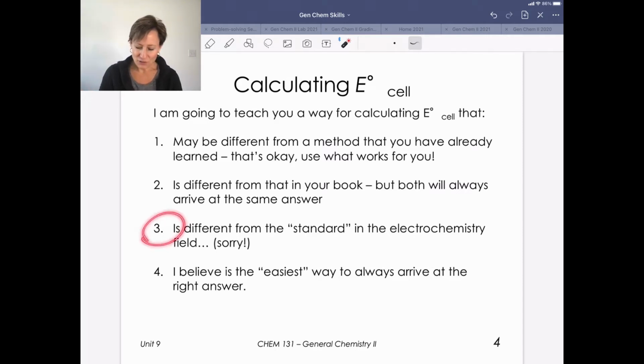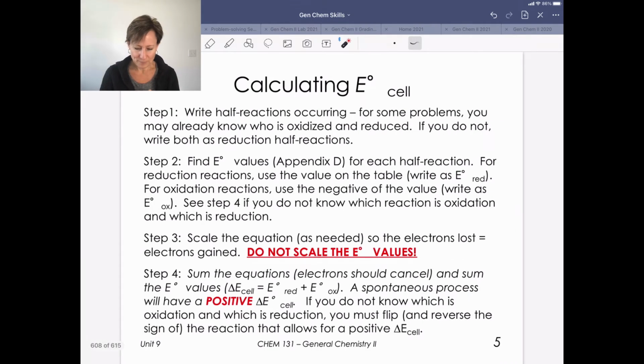It's different from what the standard is in the electrochemistry field, so sorry to my electrochemistry colleagues out there. I know this is going to be different than the formalism, but I truly believe that this is the easiest way to arrive at the right answer. So this is the strategy that I'm going to be teaching you. If you already know how to do something else, feel free to just mute and ignore the rest of this. But if this is new to you, or if maybe you don't remember how to do something, I want to teach you a strategy here.